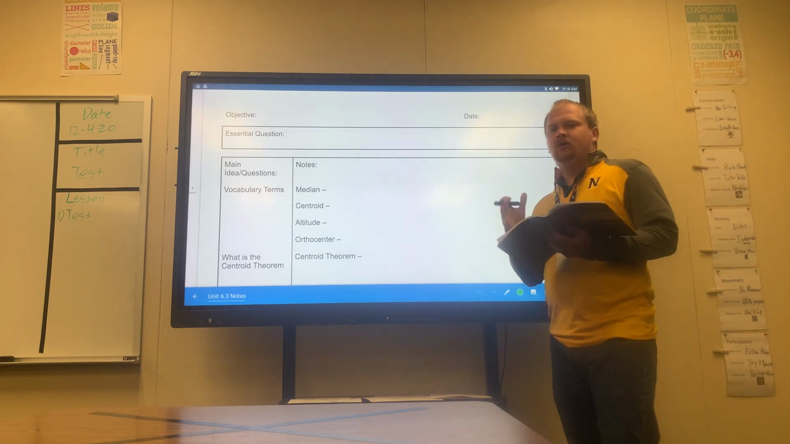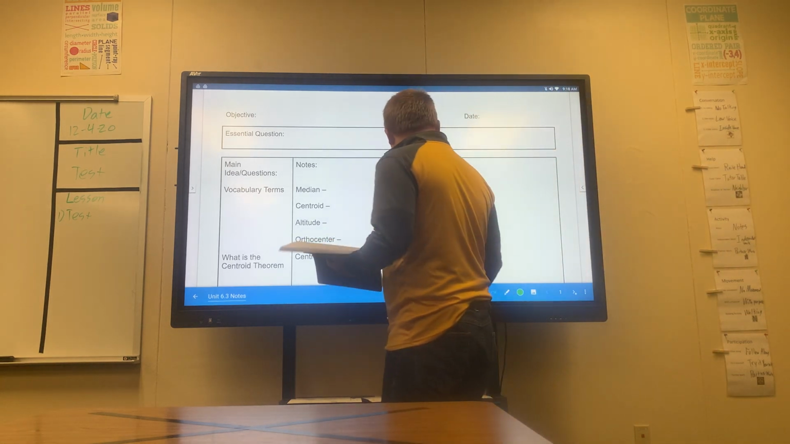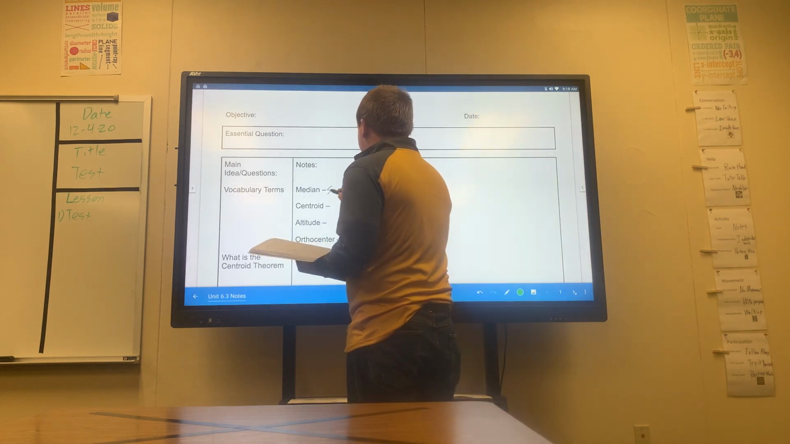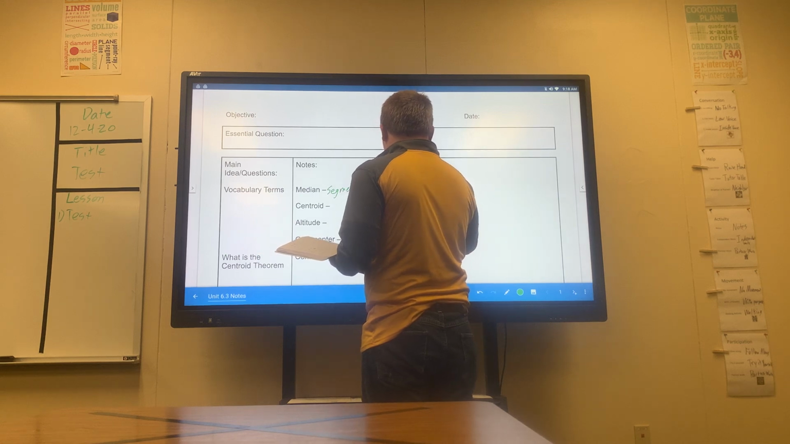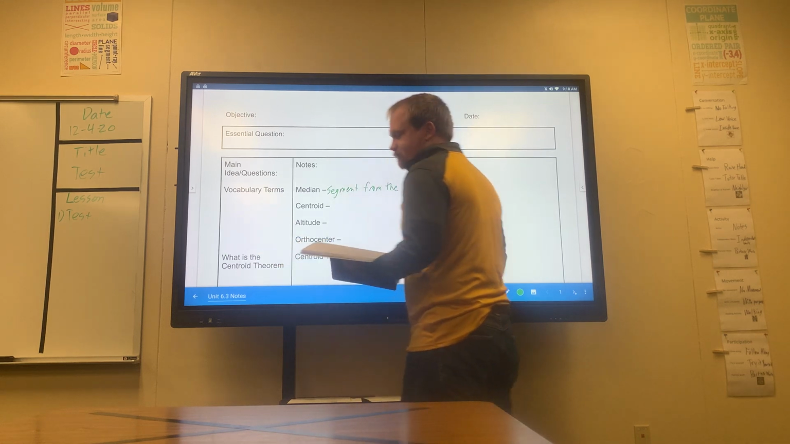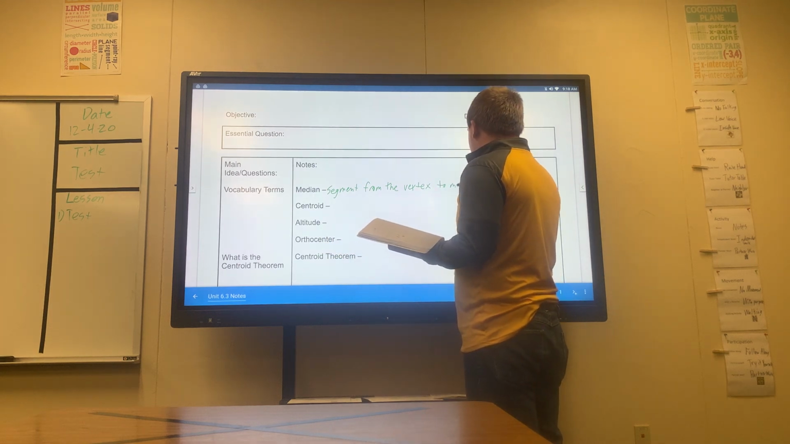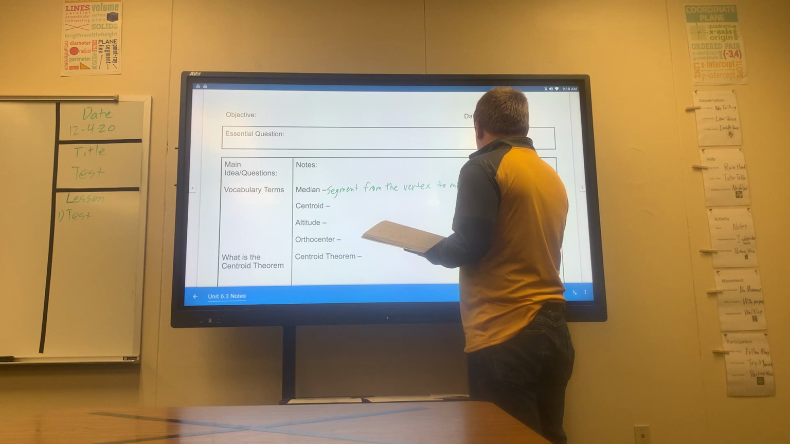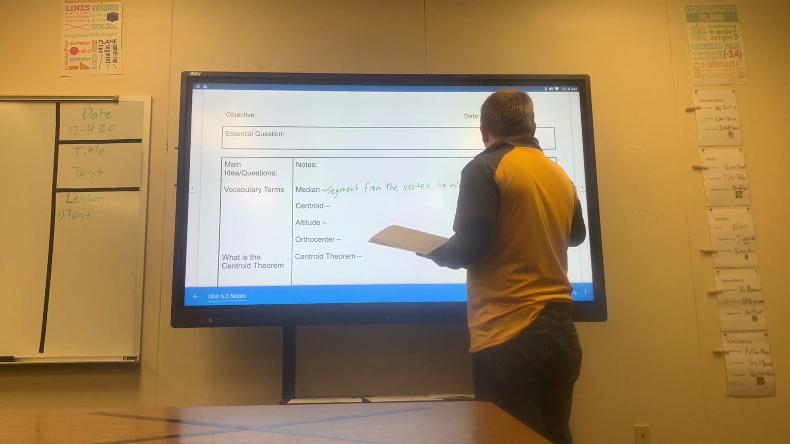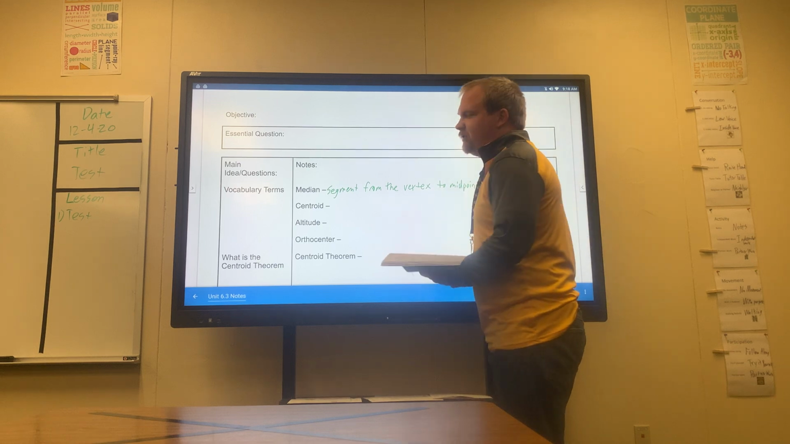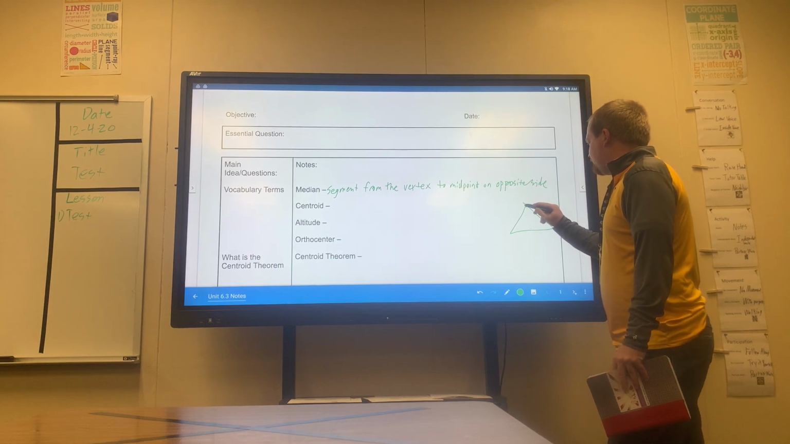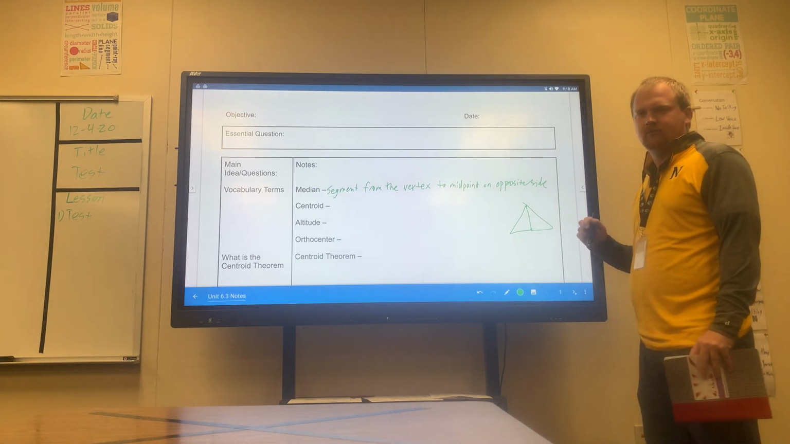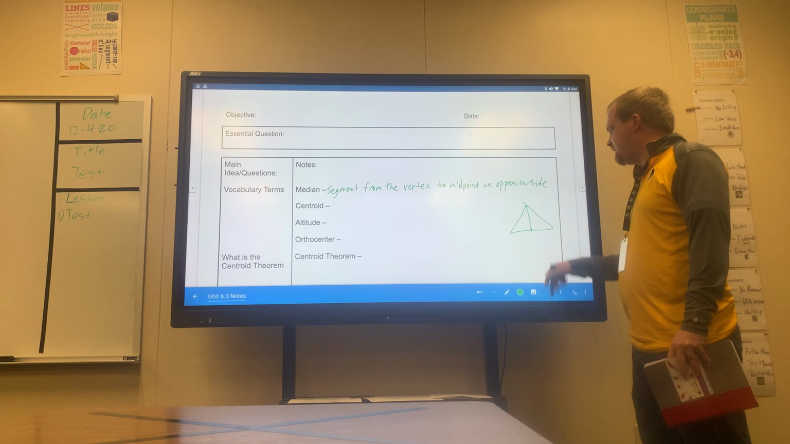First off, we need to know what a median is. A median is a segment from the vertex, which is just any corner of a triangle, to the midpoint on an opposite side. You don't have to draw this, but if I have a vertex right here, it's going to be the midpoint of the opposite side.